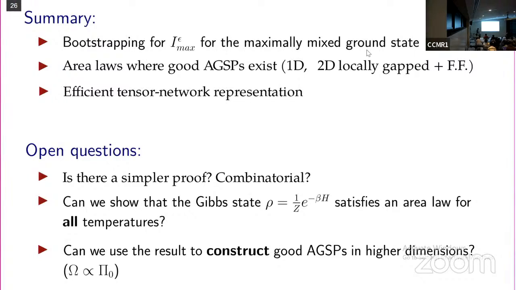And the other thing, which is more technical, is that we are giving some structural property of the maximally mixed state, which is proportional to the projector on the ground space. So maybe we can use these properties to somehow bootstrap the proof of the area law from 1D to 2D to 3D, etc.